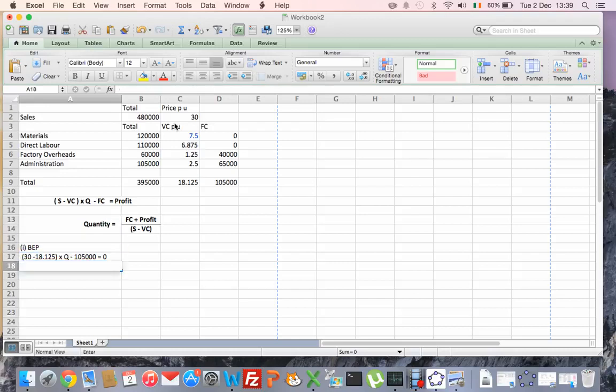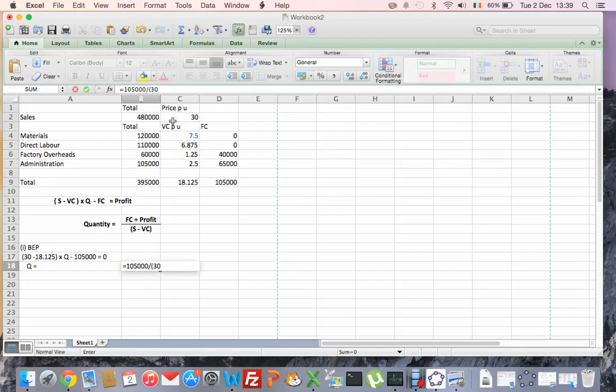So quantity will be now our fixed cost, which is 105. We divide that by our contribution, which is our sales of 30 minus the 18.125, which is our variable cost. So that's units. So that's the minimum number of units we must sell. If you sell less than that, we're going to make a loss. If you sell more, you make a profit.